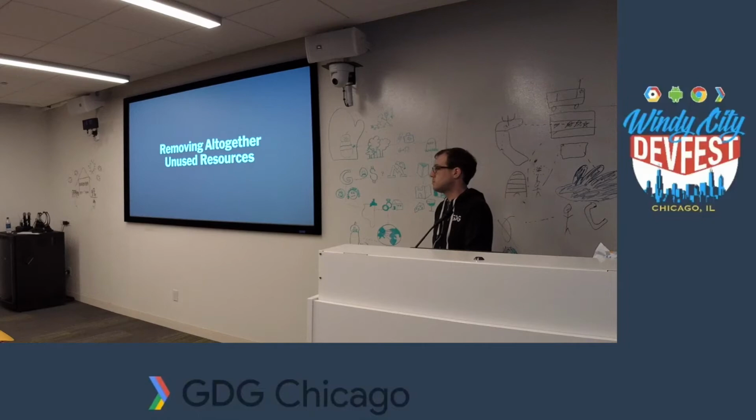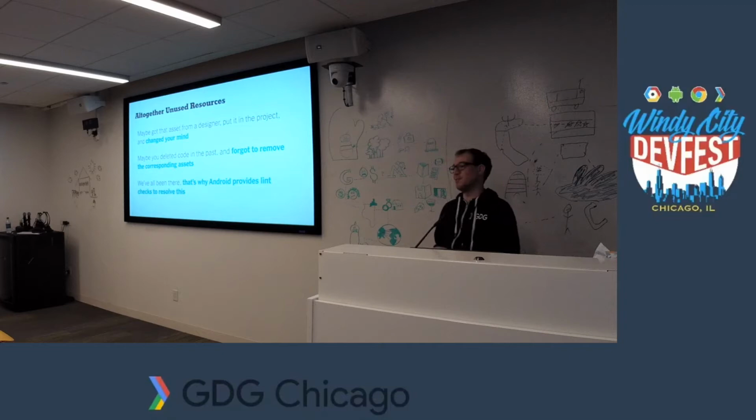Now, maybe you got that asset from a designer, you put it in the project and forgot about it. You changed your mind, moved on, and that thing is just sitting in the project. Maybe you deleted some code in the past and forgot to remove the corresponding assets. So that layout that you left sitting around there, or an image that it was referring to. We've all been there. Software moves fast. That's why Android gives you lint tools for finding unused resources and calling them out to you. So use your lint checks.